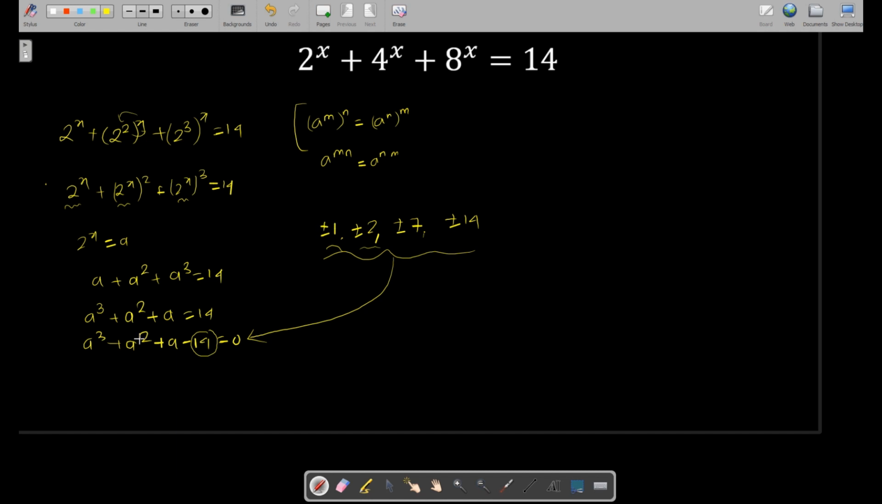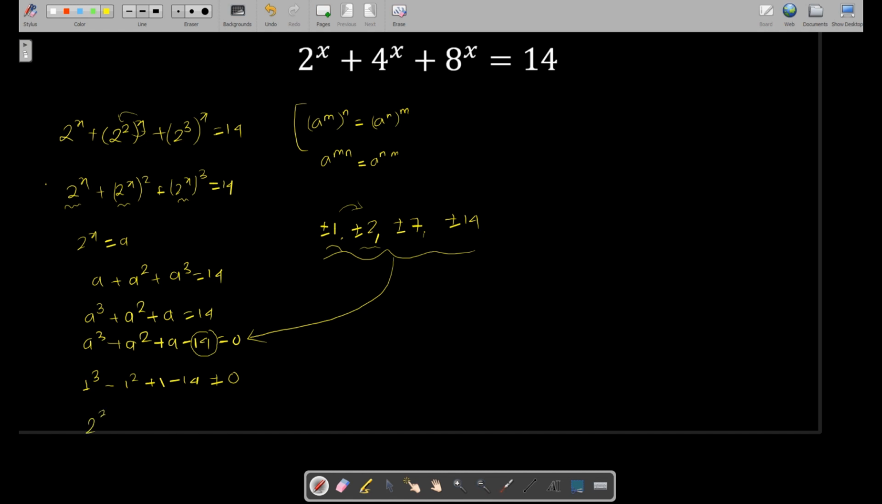Let's try plus 1. If I put 1, it is 1 cube plus 1 square plus 1 minus 14. If you calculate it, you will not get 0. The value will not be equal to 0, and I don't think minus 1 will give us the answer either. So let's move to factor 2. Let's see if factor 2 does the magic.